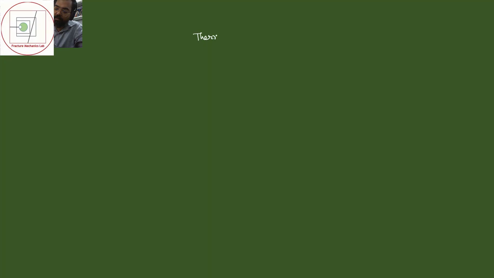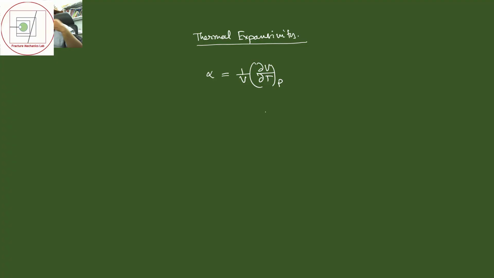So thermal expansivity, as the name suggests, is represented with the symbol alpha and is equal to 1 by V, that means per unit volume, del V by del T at constant pressure. So it is the change in volume as you change the temperature. If you increase the temperature, there will be expansion. That's why it is called thermal expansivity.